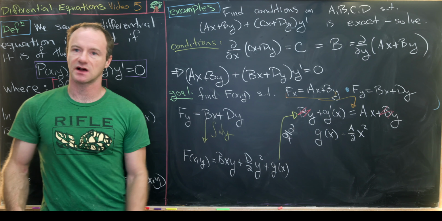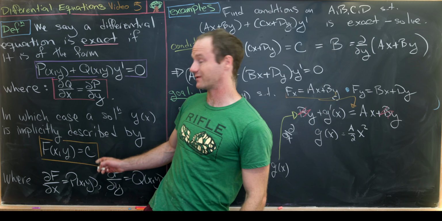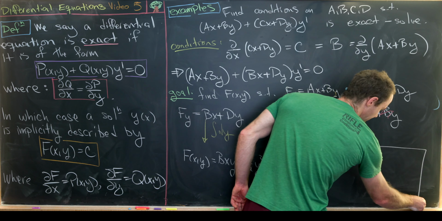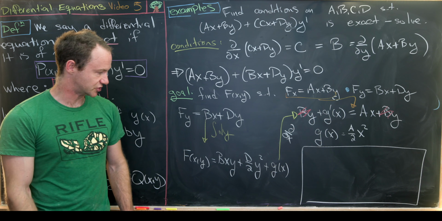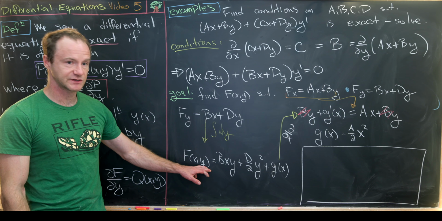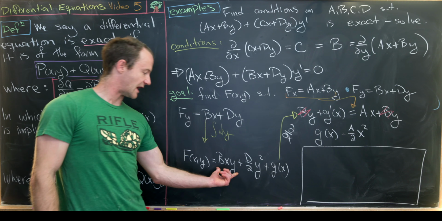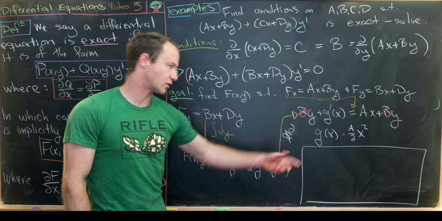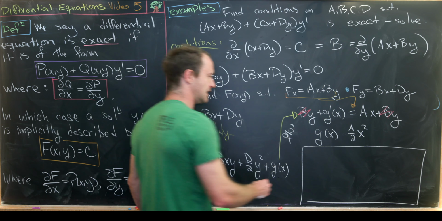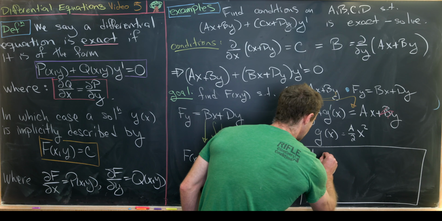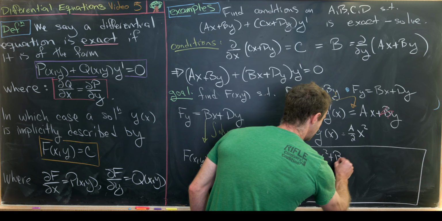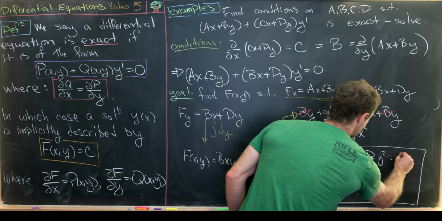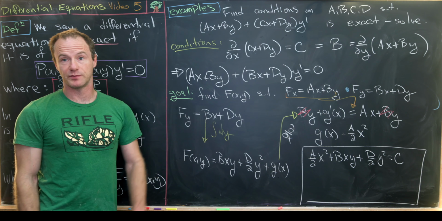I don't need to put a plus constant in there because we get the constant over here. Okay, so now we have all of the necessary information to write down our solution. Our solution is f of x, y equals some constant. We have this portion of f of x, y from this antiderivative, the g of x portion from what we did over there. So in the end, we have a over 2 x squared plus bxy plus d over 2 y squared equals some constant. That would be our solution.